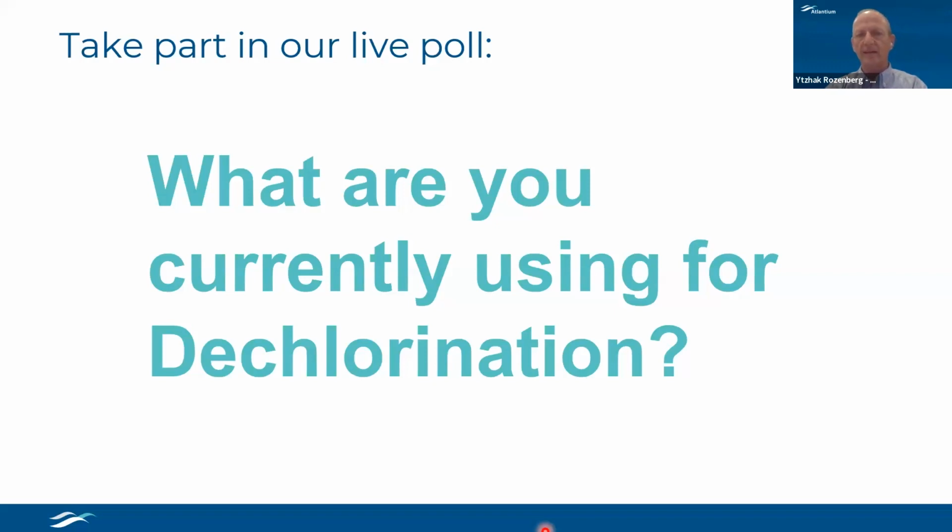Okay, and the results are: granular activated carbon 27%, SBS 27%, I don't have free fluorine in the water, the same 27%, and other 19%. Okay, thank you.